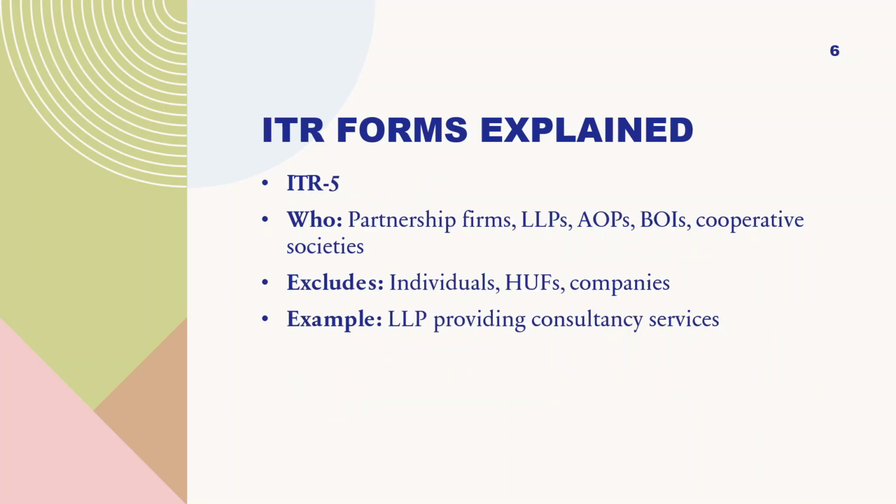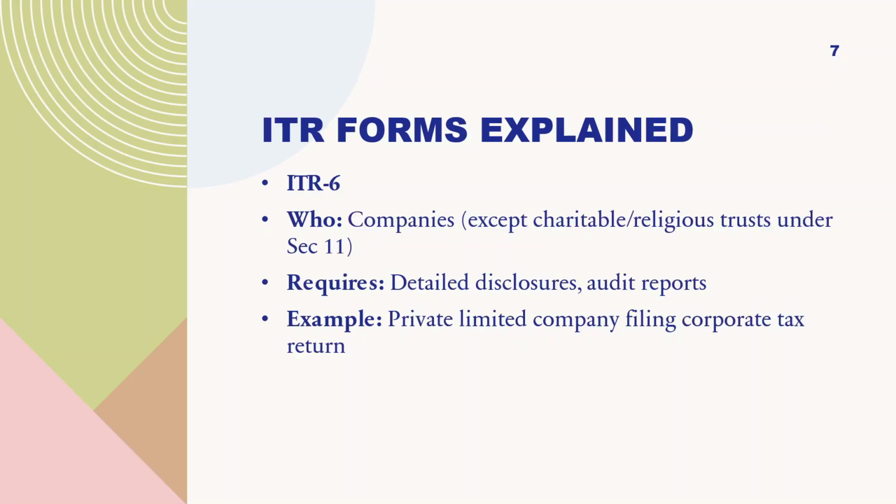ITR 5 is applicable to partnership firms, LLPs, AOPs, BOIs, and cooperative societies. This excludes individuals, HUF, and companies. Example, an LLP providing consulting services needs to file ITR 5. And now ITR 6. If it is a company, except charitable and religious trusts under section 11, they need to file ITR 6. It requires detailed disclosure and audit reports. Example, a private limited company has to file corporate tax returns.